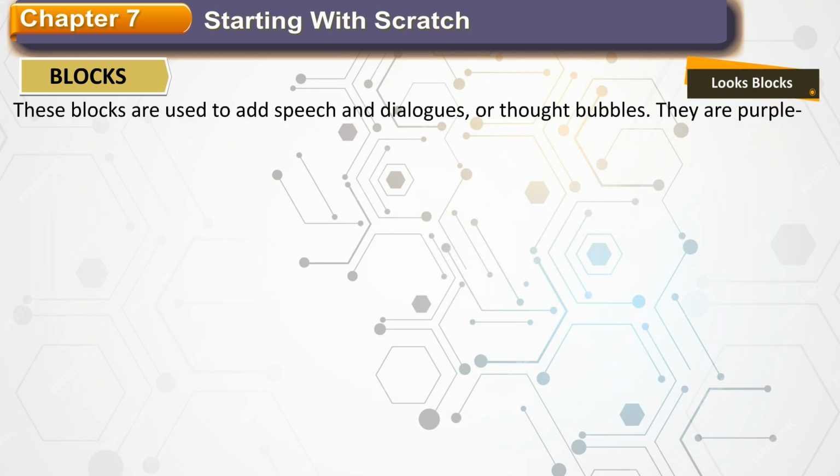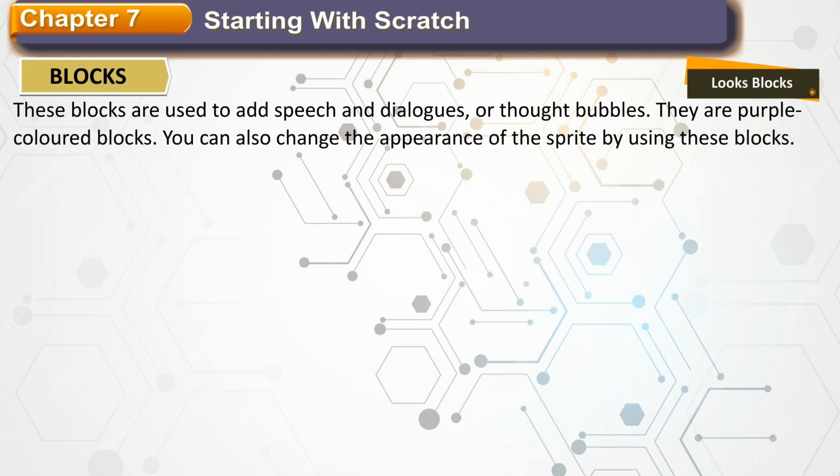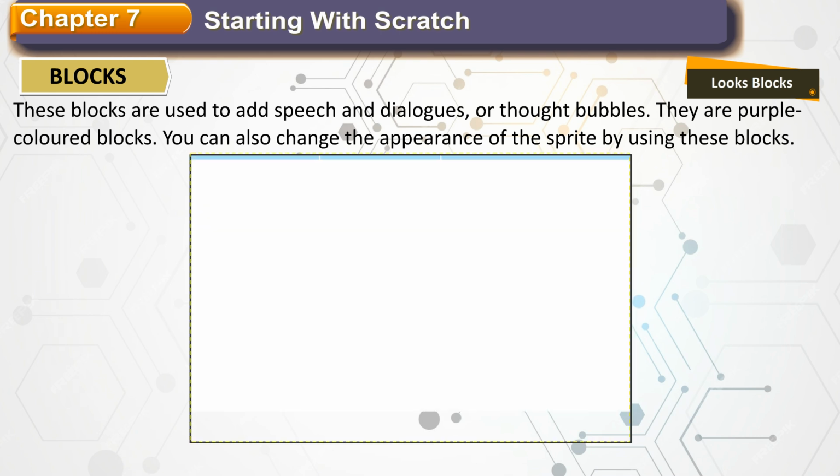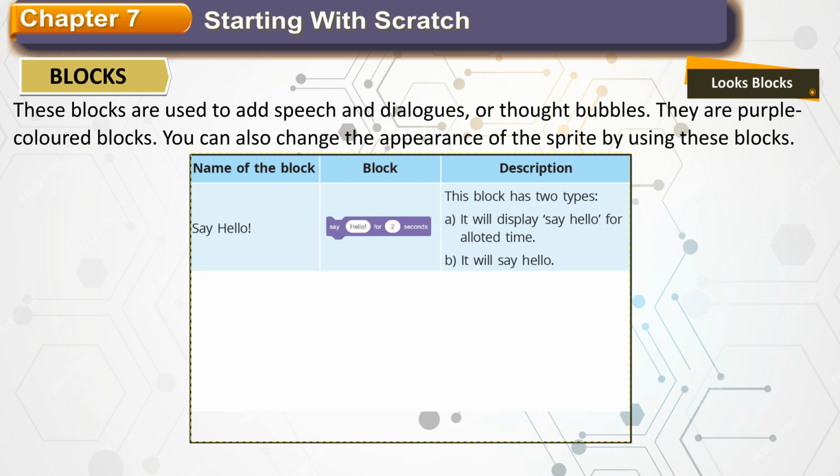Looks blocks. These blocks are used to add speech and dialogues, or thought bubbles. They are purple-colored blocks. You can also change the appearance of the sprite by using these blocks. Name of the block. Block. Description. Say hello. Say hello for 2 seconds.